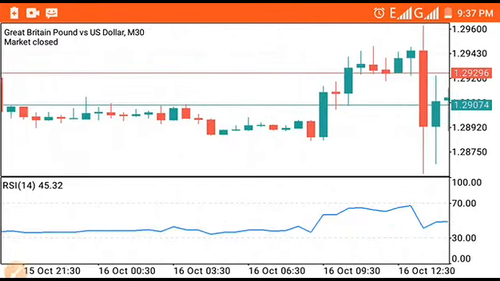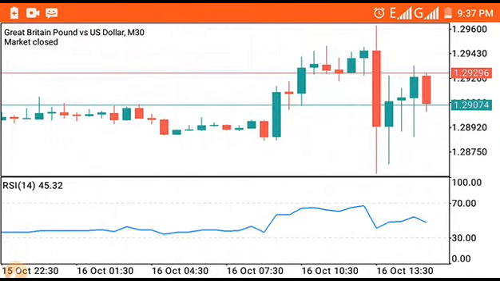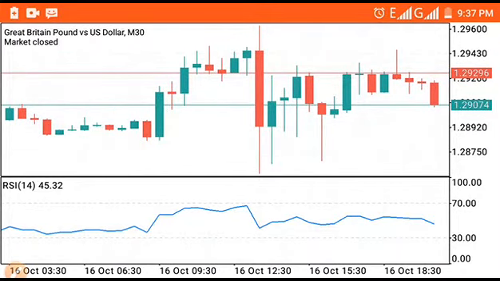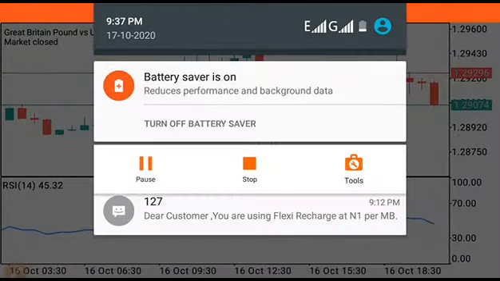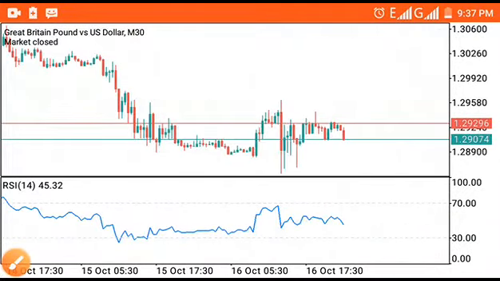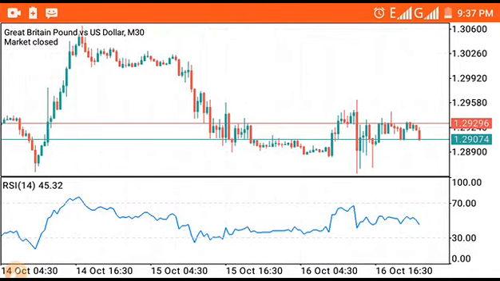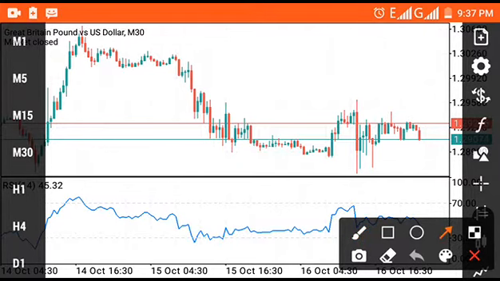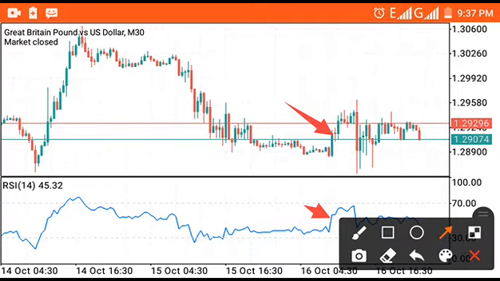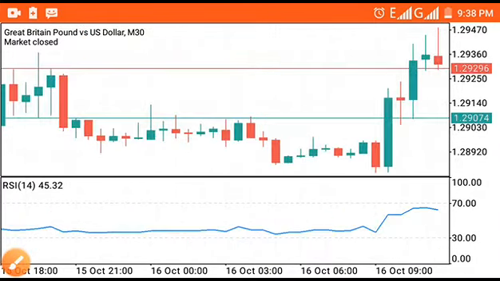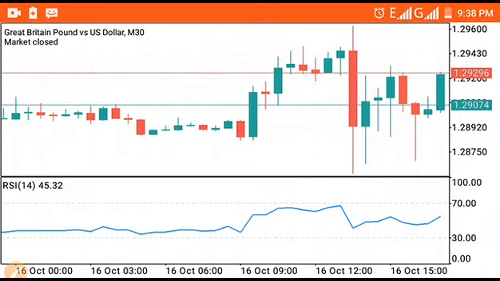You see that? For the 30-minute time frame, there was nothing like overbought. There was no overbought. Nothing like overbought. Check it out. No overbought. Here and here. Didn't even touch the RSI. You see? This is the 30-minute time frame.